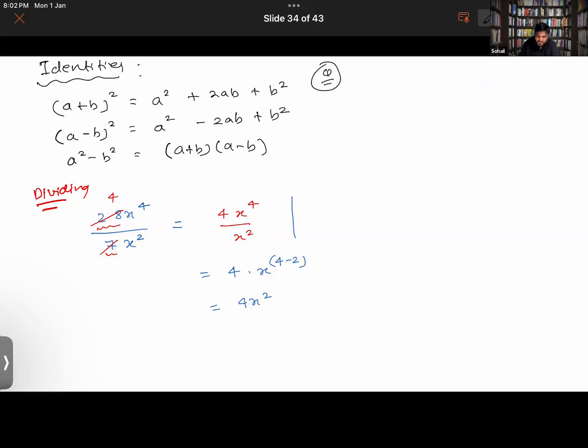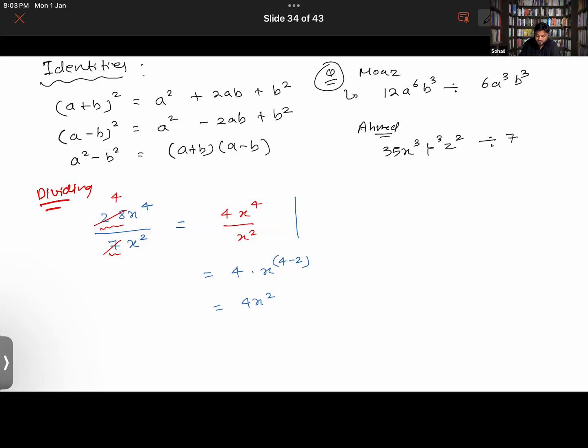I will be assigning the questions. So for Moaz, you will be solving this question: 12a raised to the exponent 6b cube divided by 6a cube b cube. Ahmed, you solve this question: 35x cube y cube z square divided by 77x square y raised to the exponent 4 z cube. Solve this one, both of you.